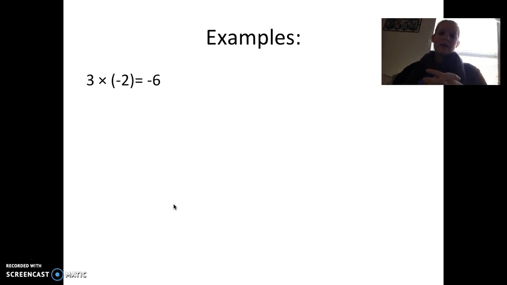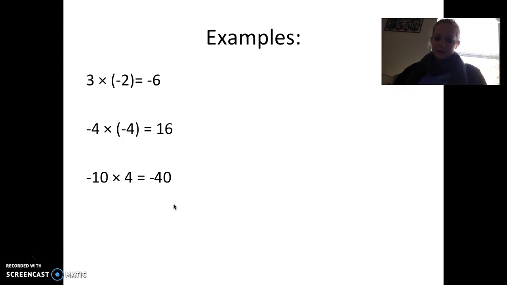So positive 3 times negative 2 is equal to negative 6. The next example is a negative times a negative. So negative 4 times negative 4 is equal to a positive 16. Because the signs are the same, it is positive. Our next example is negative 10 times 4 is negative 40. So the signs are different. That means that it's a negative number. And finally, 8 times 3, we all know these facts. 8 times 3 is equal to 24.